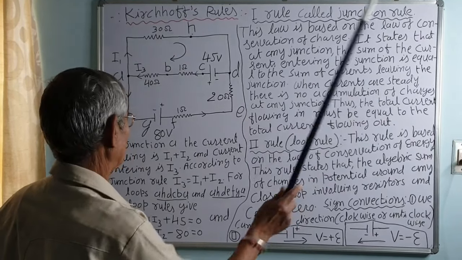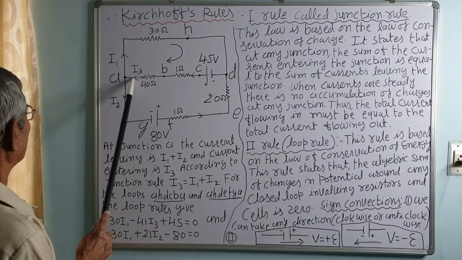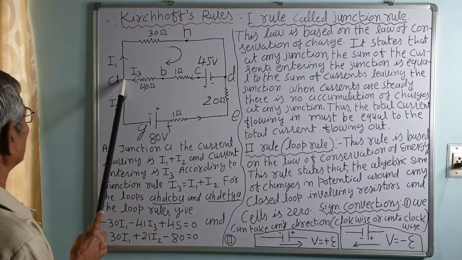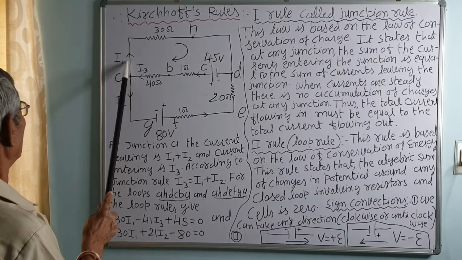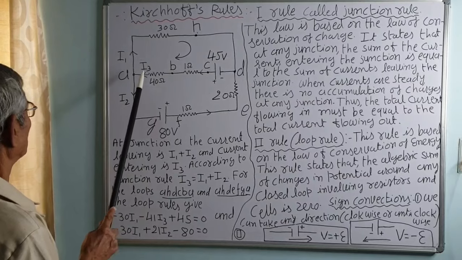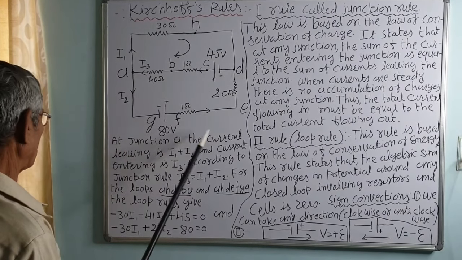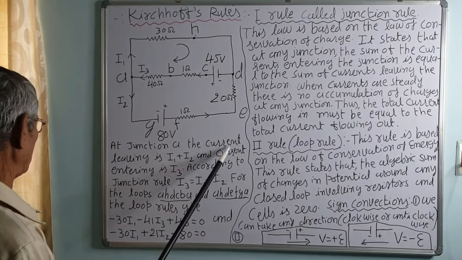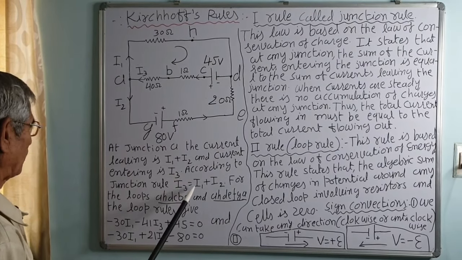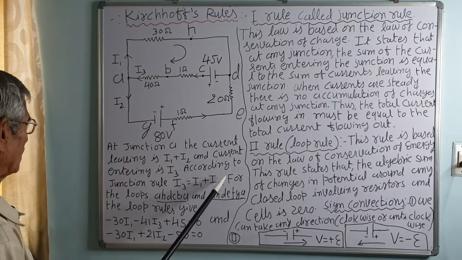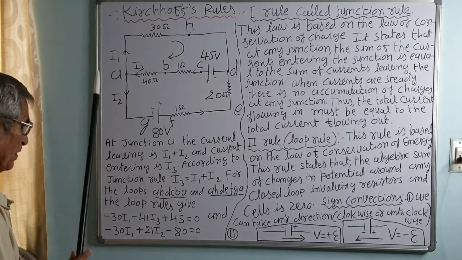At junction A in the figure, the current I3 enters, and currents I1 and I2 are leaving. So I3 = I1 + I2. At junction A, the current leaving is I1 plus I2 and the current entering is I3. So, according to the junction rule, I3 = I1 + I2. Current entering is equal to current leaving.